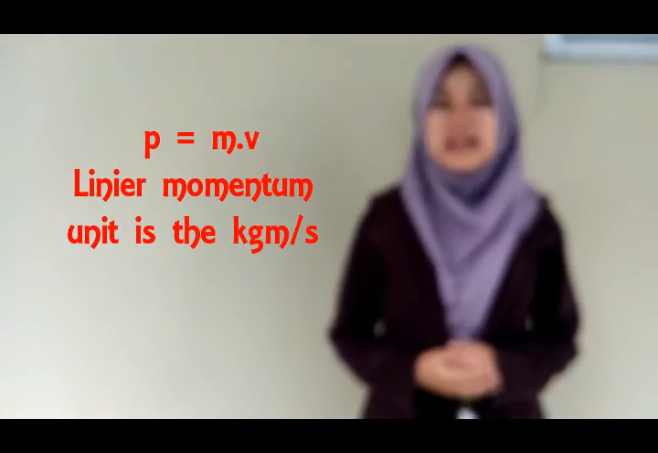Mathematically, the momentum of an object is the product of the mass of the object and the velocity of the object, and is written as P equals mv. From the description, P is momentum, m is mass, and v is velocity or speed, and its dimension is M L T to the power of minus 1. The momentum equation shows that momentum is proportional to the velocity and the mass.